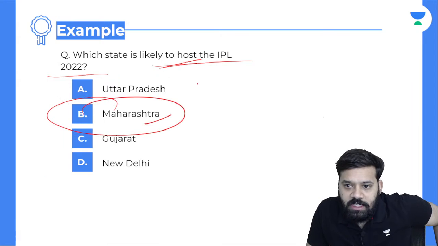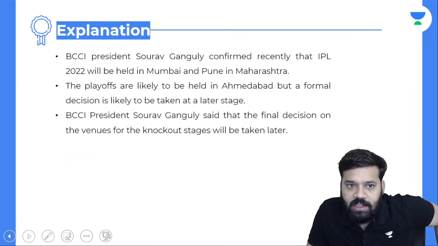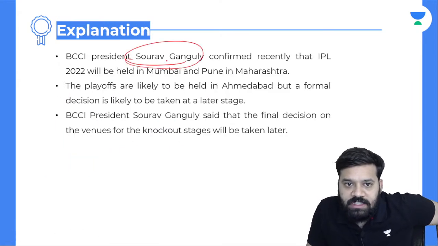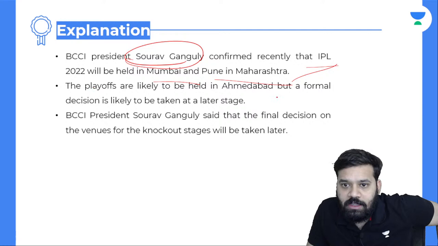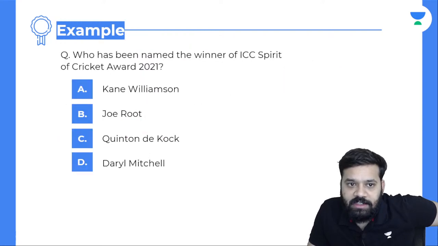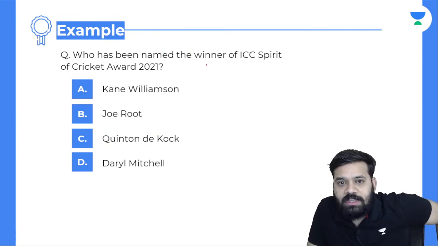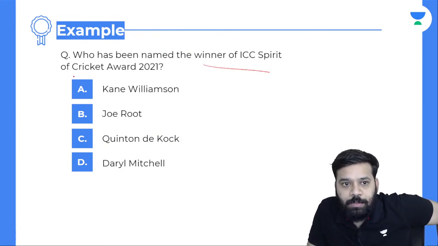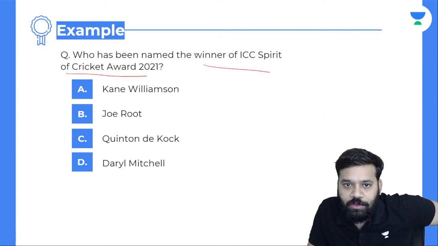The right answer here is Maharashtra. BCCI president Saurav Ganguly has confirmed recently that IPL 2022 will be held in Mumbai and Pune in Maharashtra. The playoffs are likely to be held in Ahmedabad, but a formal decision is likely to be taken at a later stage. Ganguly said the final decision on venues for the knockout stages will be taken later.